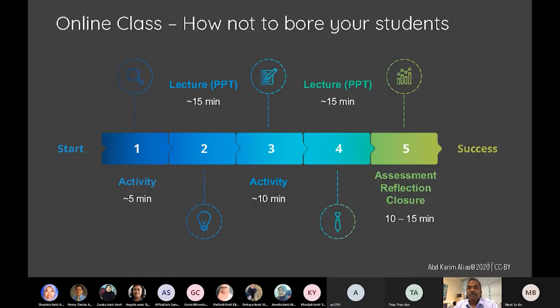Okay. And then this is again from Dr. Karim, how not to bore your students. Okay. So you start with an activity, a short lecture, and then an activity again, and then lecture, and then last one, assessment. Again, the content is not important. It's the way you structure it and how you try to fill in whatever CLO you need to cover within that time frame.